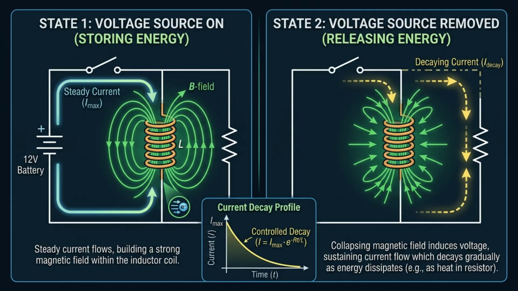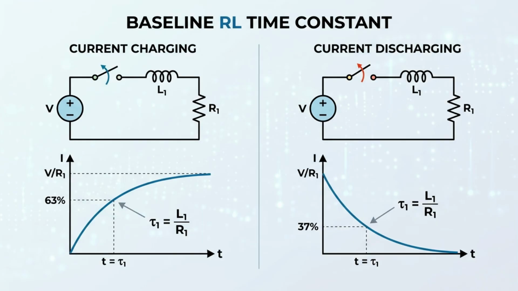When the voltage source is removed, the inductor releases stored magnetic energy, causing the current to decay gradually rather than stopping instantly. This controlled decay is essential for understanding energy flow in inductive systems. The RL time constant represents how quickly current can change in response to voltage variations.